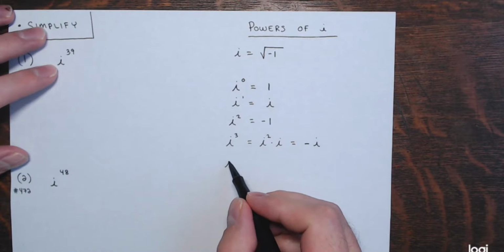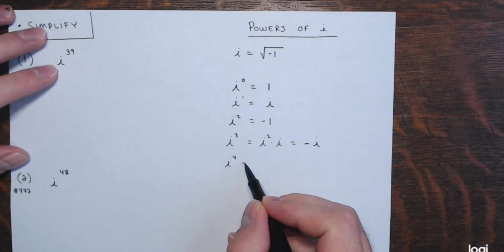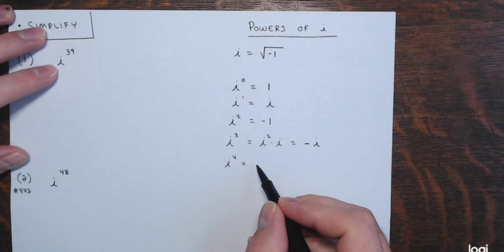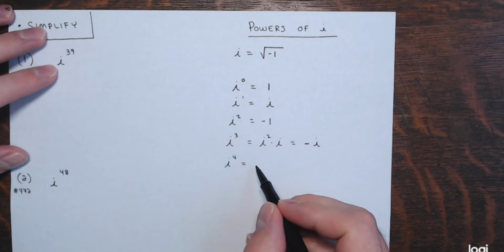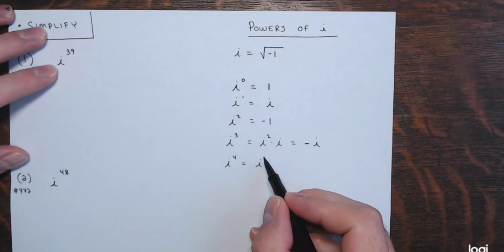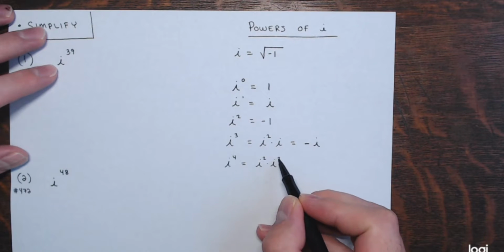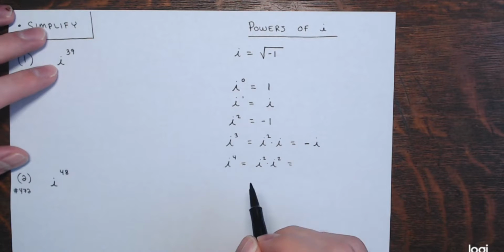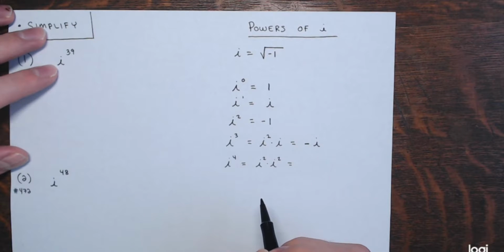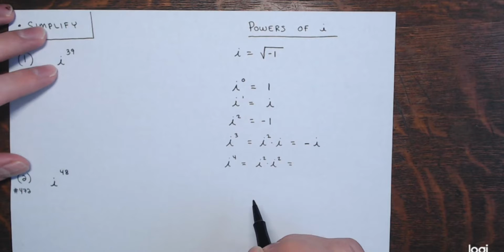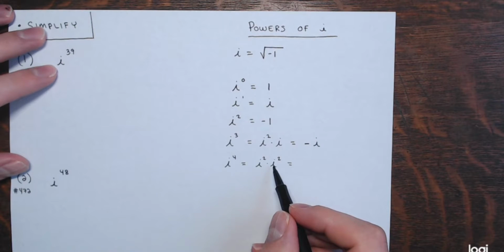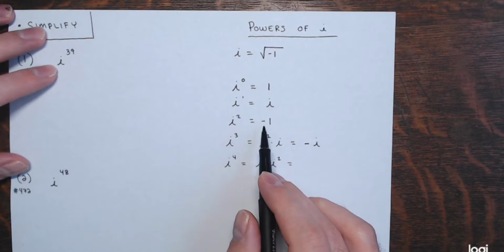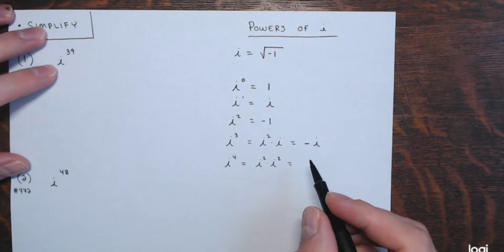And then I to the 4th power. You could think of as I cubed times I, or I squared times I squared, or I squared squared. That's I to the fourth if you think of your properties of exponents. So we have negative 1 times negative 1. Remember I squared is negative 1. Well, that's just positive 1.